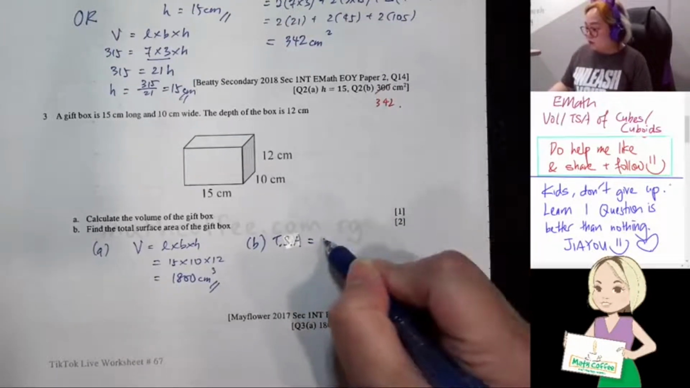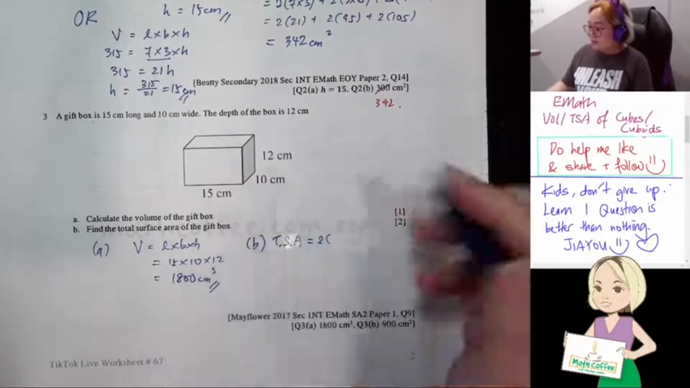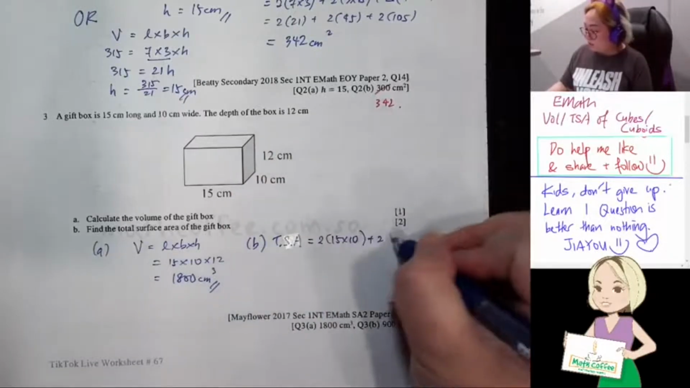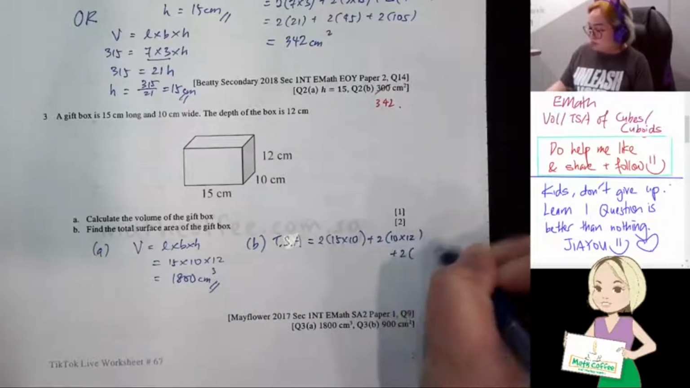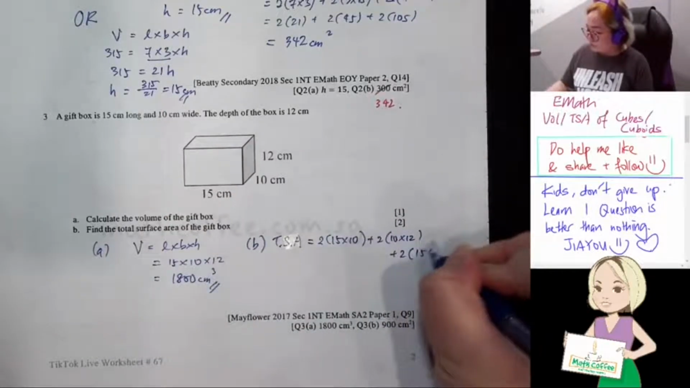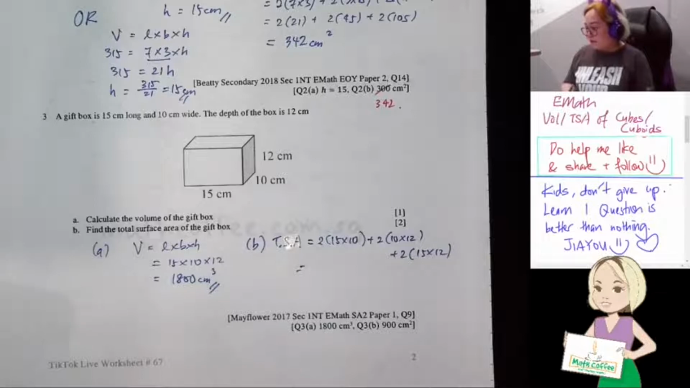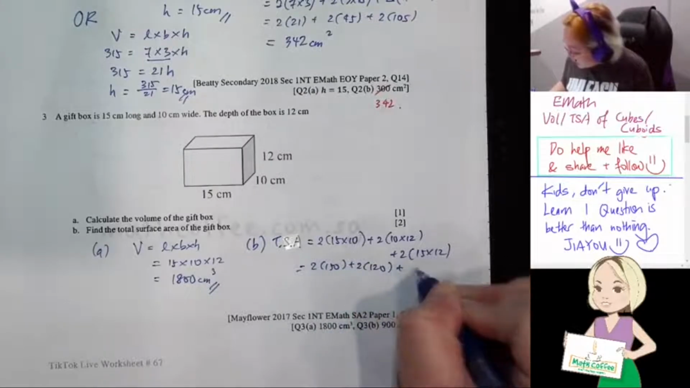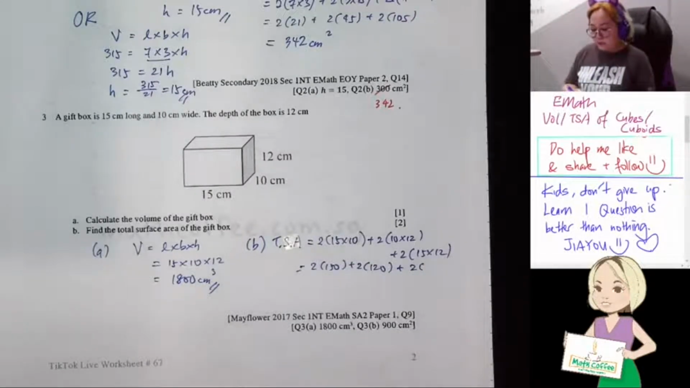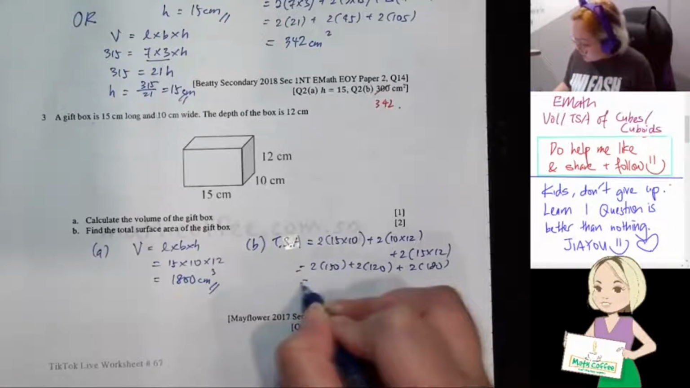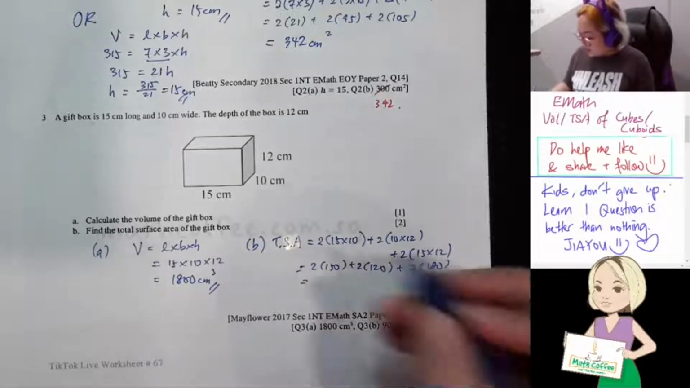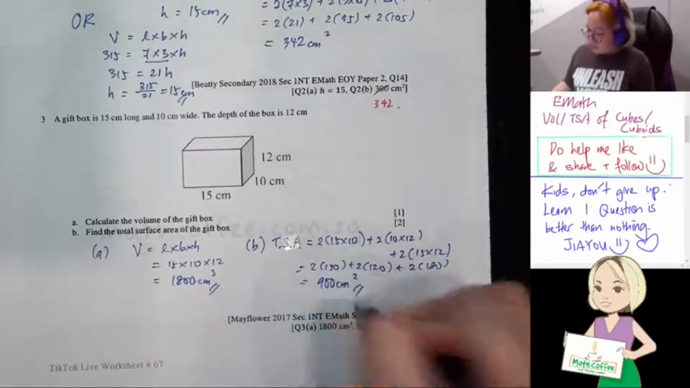So the manual method will be 2 times 15 times 10, plus 2 times 10 times 12, plus 2 times 15 times 12. So we will have 2 times 150 plus 2 times 120 plus 2 times 15 times 12, 180. And we will have 2 times 150 plus 2 times 120 plus 2 times 180, and that will give us 900. Okay, so this is the manual method.